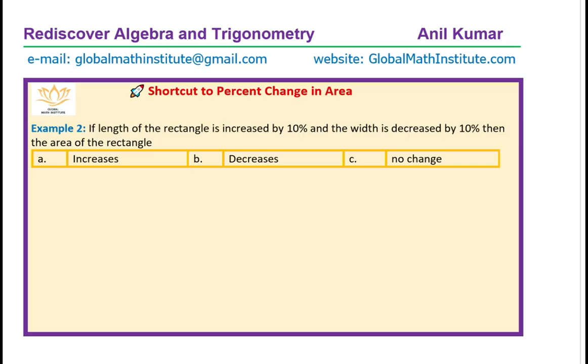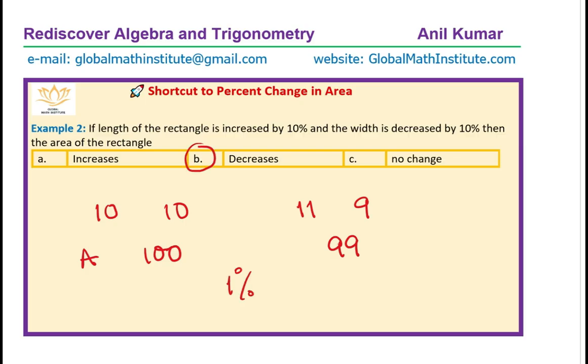Now let's see what happens in example 2. If the length of a rectangle is increased by 10%, let's take the number 10. Increased by 10%, it becomes 11. And the width decreases by 10%. Again, take the number 10. Decrease by 10% means it becomes 9. Then find the area of the rectangle. Was it increasing, decreasing, or no change? The area in the first case was 100. The second case is 99, multiplying 11 by 9. You see, it decreases, correct? And it decreases by 1%. So 1% decrease.